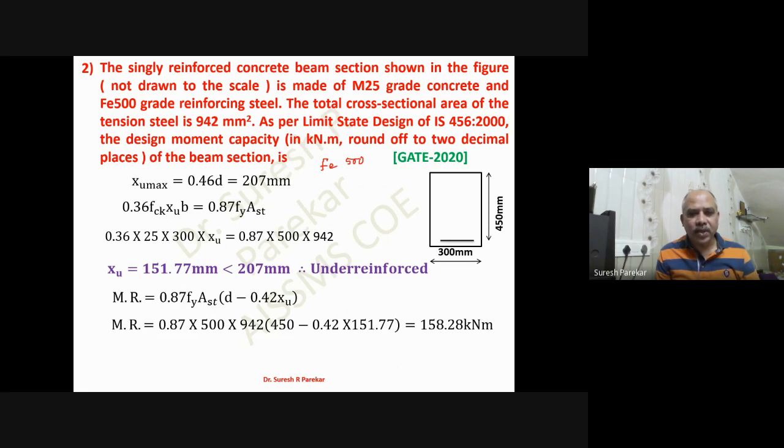And from this, we are going to calculate the value of XU, which is less than XU max. So we can see over here, this is my value of XU, same as the last problem. Then again check it is under reinforced. So we have to again use the relation with AST, and that will give us the value of MU, which comes to 158.28 kilonewton meter.